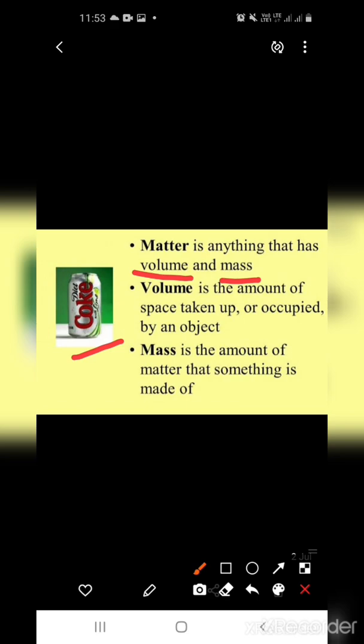And mass is the amount of matter that something is made of. The can is made up of metal, right? So the outer structure of the Coke can is made of metal. So volume is the amount of space taken up or occupied by an object, and mass is the amount of matter that something is made of. Okay, students? Fine.